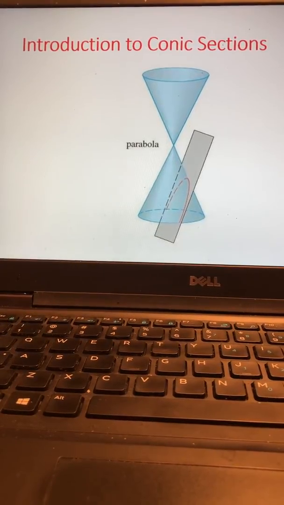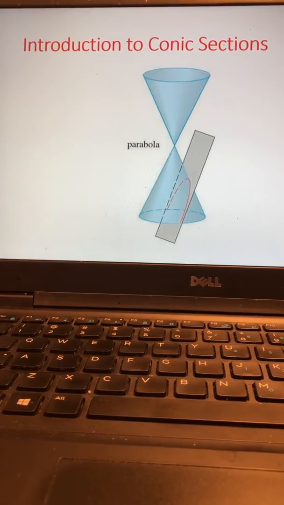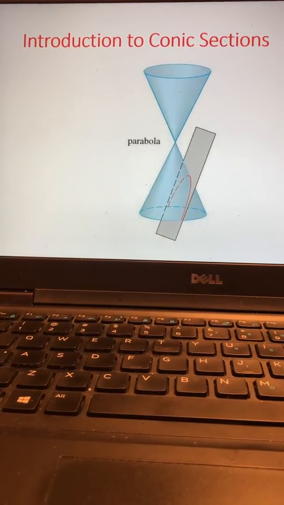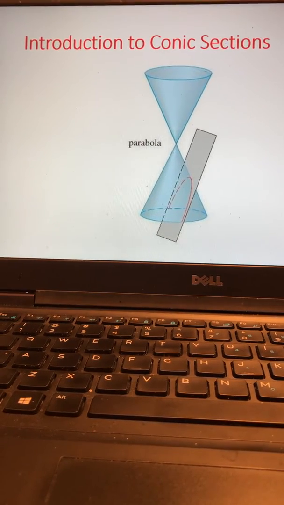Okay, now if the plane intersects the cone in a slightly different fashion here, we're going to form what's called a parabola. And you learned all about parabolas in Algebra 2, but in this course we're going to talk about parabolas as they relate to conic sections. So it's going to be an enhancement of the knowledge that you've learned.